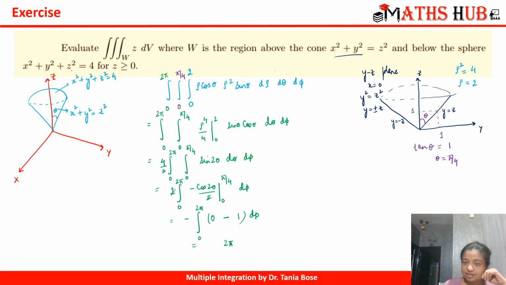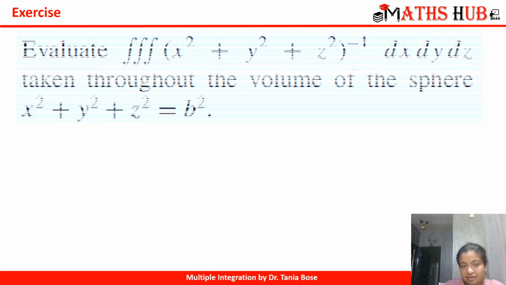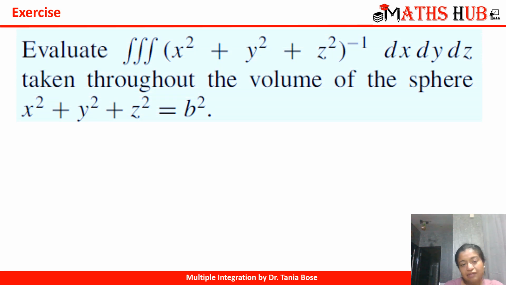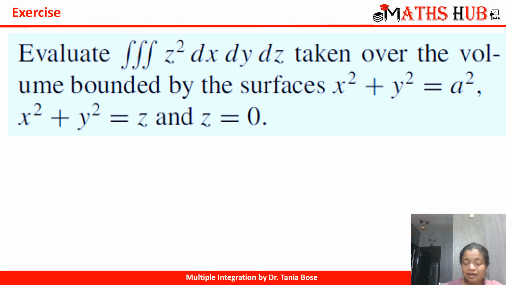I hope you have understood this question. And now I'll give you some questions for practice. So do this question. Evaluate the triple integral of 1 upon x square plus y square plus z square dx dy dz taken throughout the volume of the sphere x square plus y square plus z square equal to b square. Practice one more question also. Evaluate the triple integral of z square dx dy dz taken over the volume bounded by the surfaces x square plus y square equal to a square, x square plus y square equal to z, and z equal to 0.